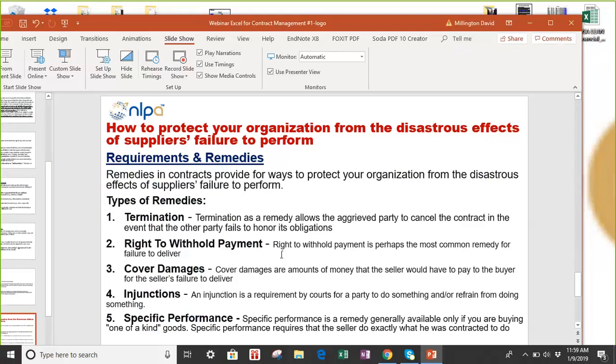Another remedy for non-conformance would be to withhold payment. And all of these remedies could be disruptive. So avoidance is the rule of thumb. Okay. Then you have cover damages, which is where the seller would have to compensate the buyer for certain parts of that agreement in which they're non-compliant.